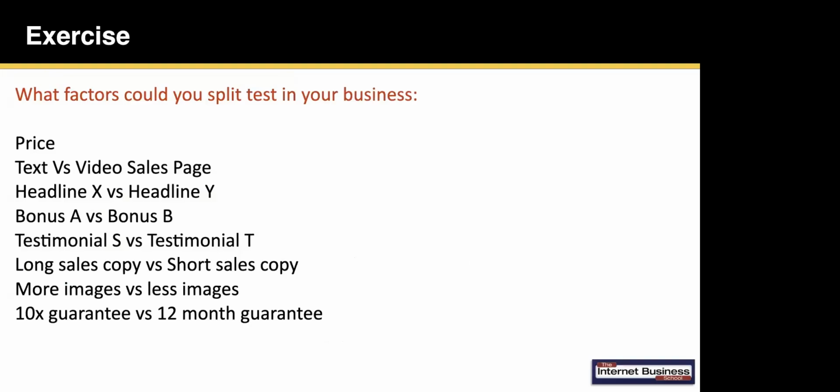So my question to you, and your question for thinking about over lunch, is what are the kinds of things that you could test in your business? What would be relevant to you? So you could test price. You could test a text sales page versus a video sales page. Rather than have loads of words on your page, just have a video of you talking about what it is that you offer. You can test different headlines. You can test different bonuses that you give away. You can test different people's testimonials.